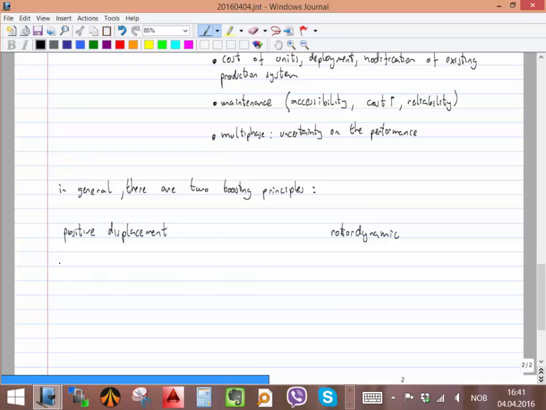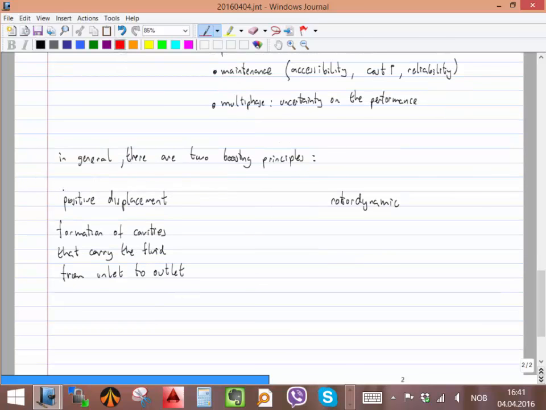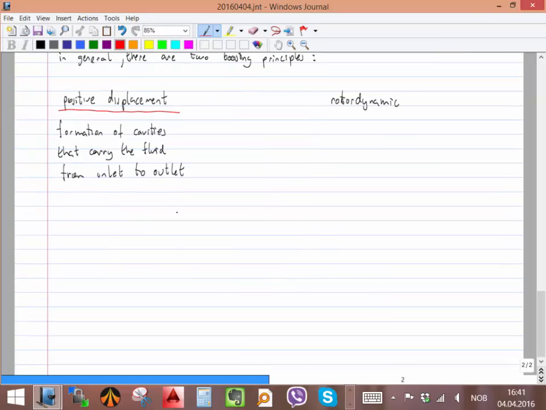Positive displacement is based on the formation of cavities that carry the fluid from inlet to outlet. A very typical case is just a piston pump that I think I have drawn some time ago here in class.